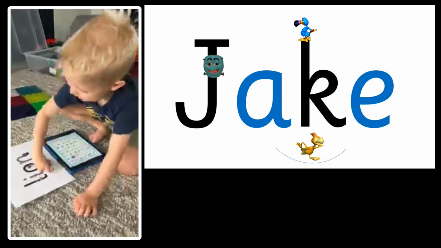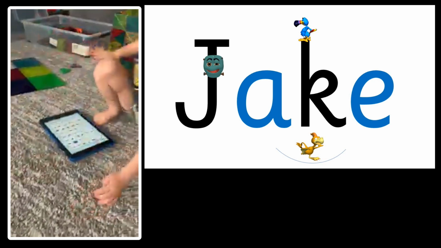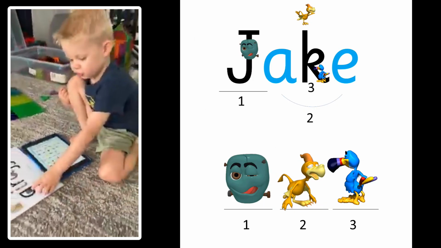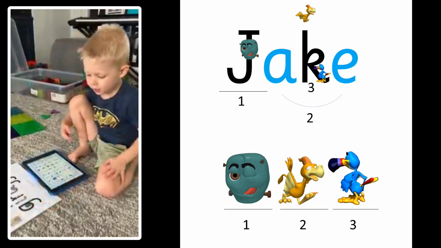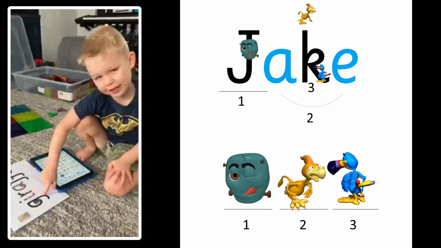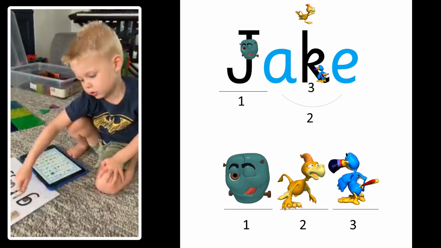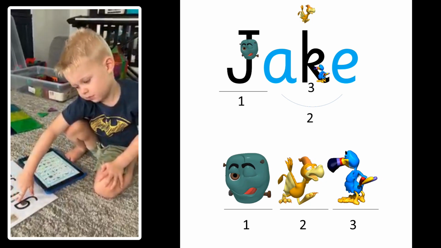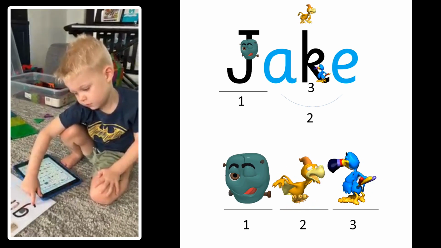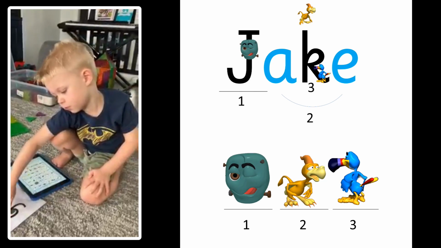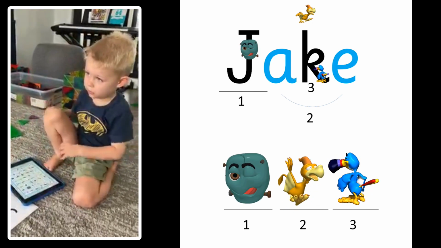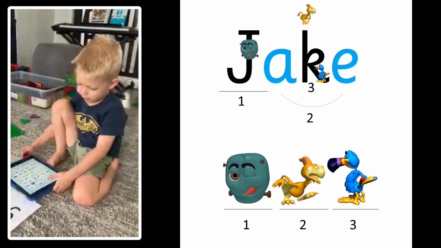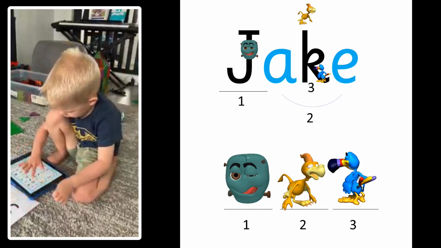Lion. Good boy. Lion. J. Mummy, but why have that picture like that? Well, the J monster can have different sound pitches. So in your name, Jake, the J monster has the letter J to represent that sound.